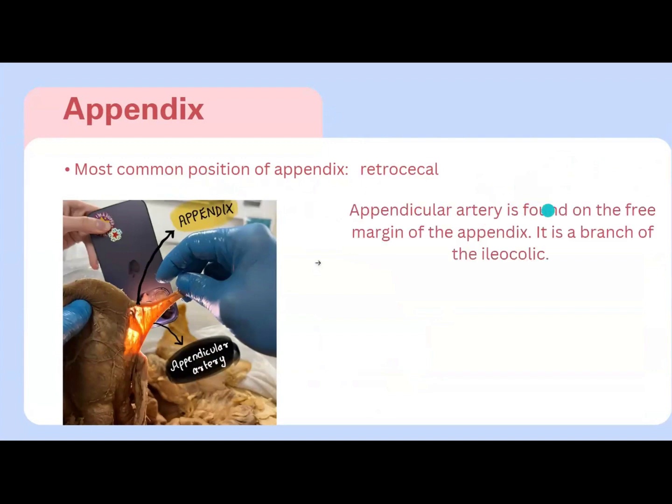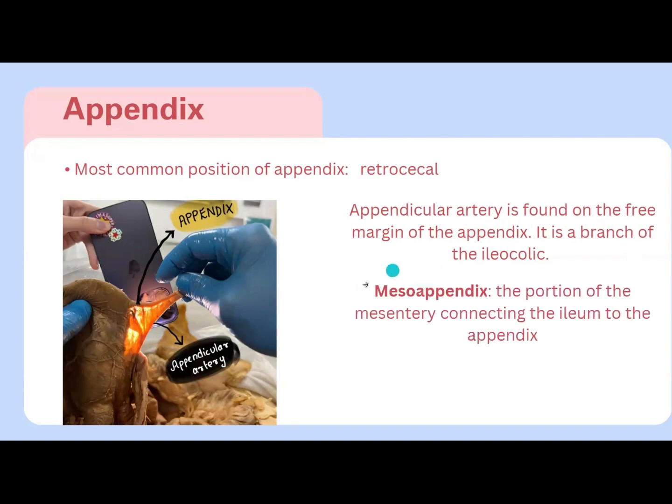The appendicular artery is found on the free margin. What does free margin mean? It means the area of the appendix that's not really connected to anything, and it's a branch of the ileocolic. And the mesoappendix is basically this entire area. Wait, let me put a pen. This entire area right here that you can see the flashlight in. This is the portion of the mesentery that connects the ileum to the appendix. What does meso mean? It basically means fake. So this is a fake meso. Why is that? Because it's not attached to any walls. That's why it's called a fake meso. You get what I mean?